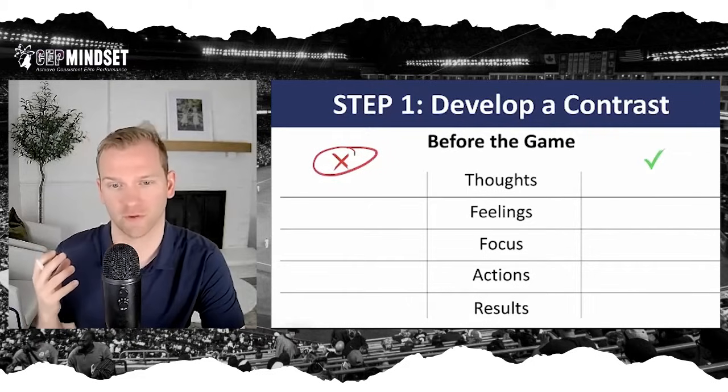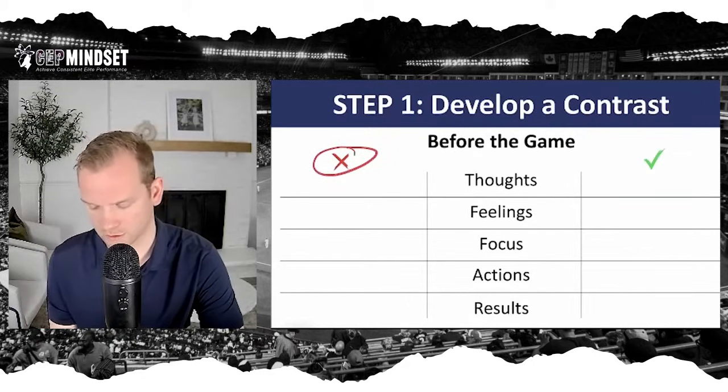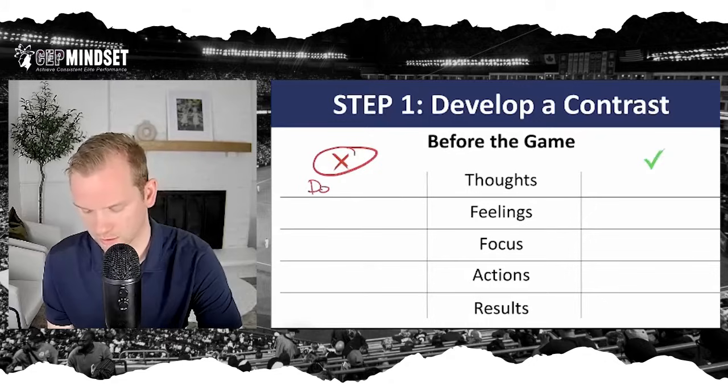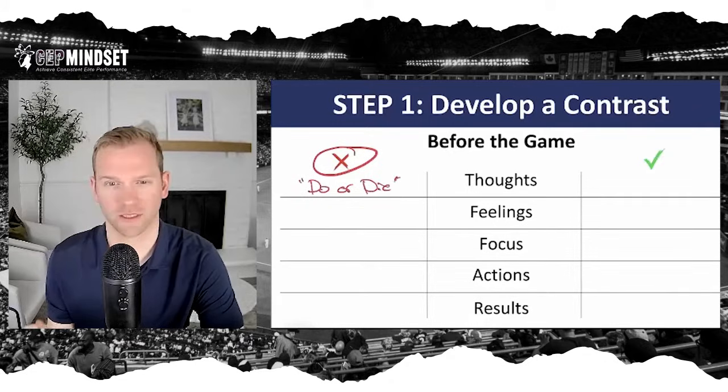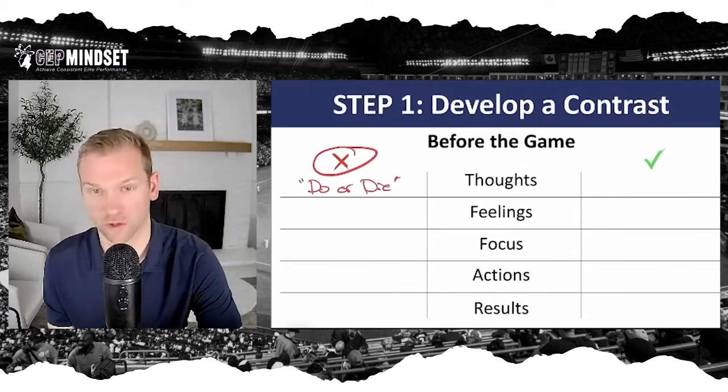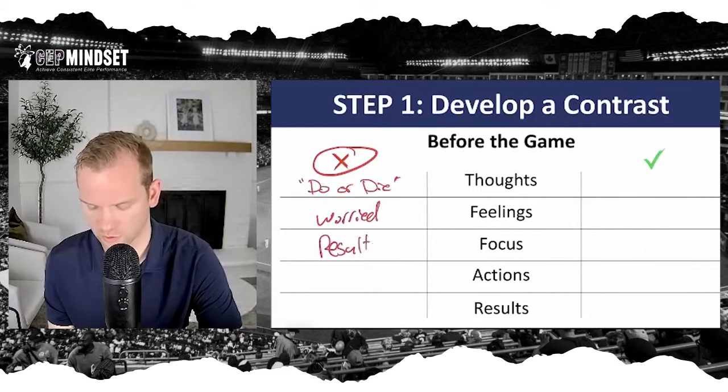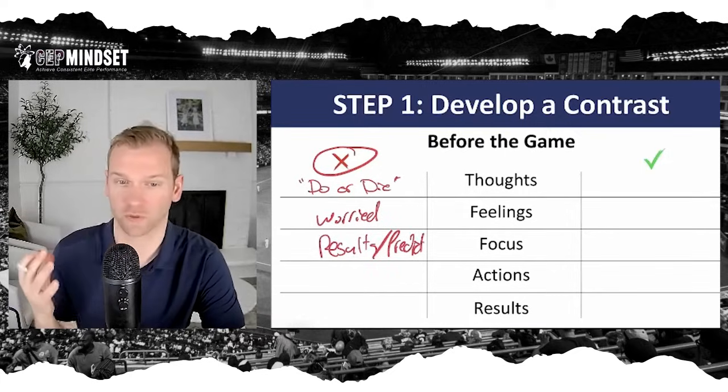How do they think, feel, focus, act? Well, the thoughts are, it's do or die. All right. So that's kind of like the language that's going on in your head, the self-talk. The feelings, you're getting nervous or worried, and you'd write that down. Your focus is very much on the results and trying to maybe predict as well those results. What's going to happen? You're nervous, you're worried about it.